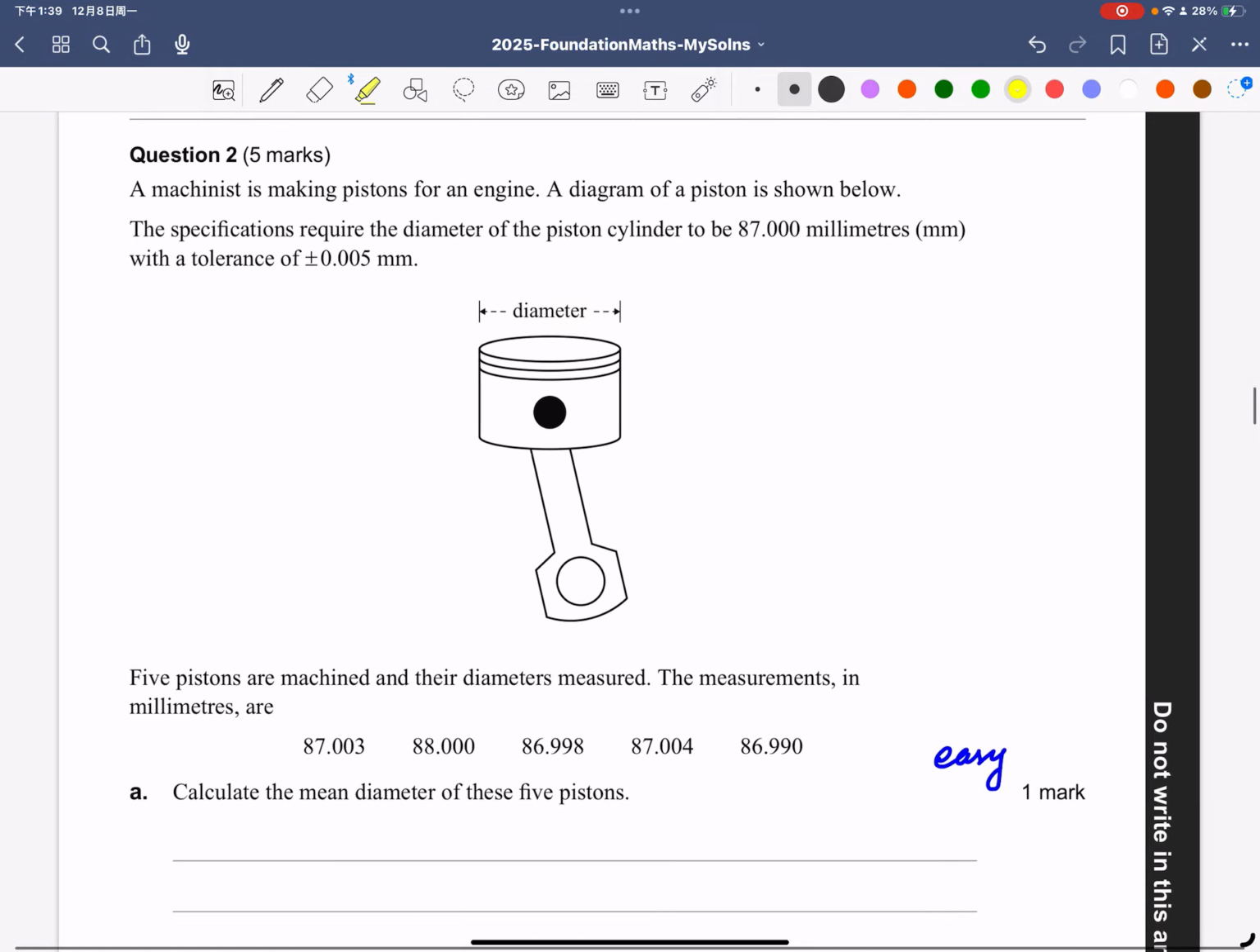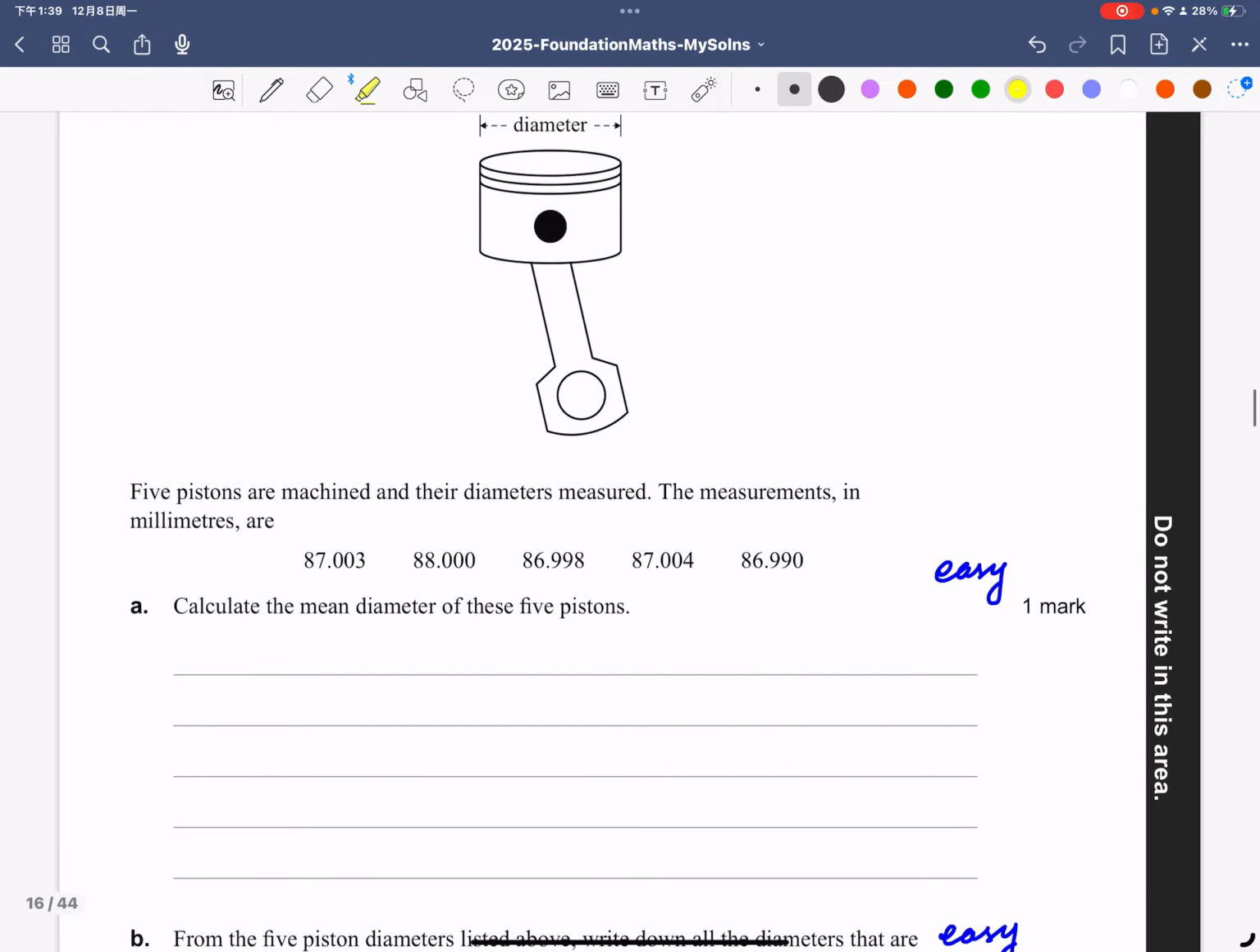Next question. A machinist is making pistons for an engine. A diagram of the piston is shown below. The specifications require the diameter of the piston cylinder to be 87.000 millimeters with a tolerance of plus or minus 0.005 millimeters. So you have 5 pistons. They measured to have these diameters.